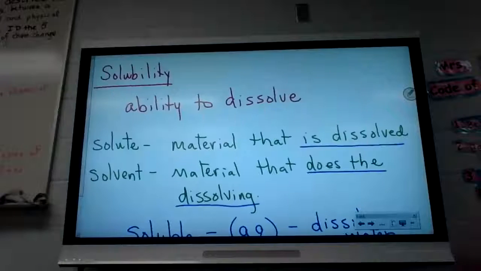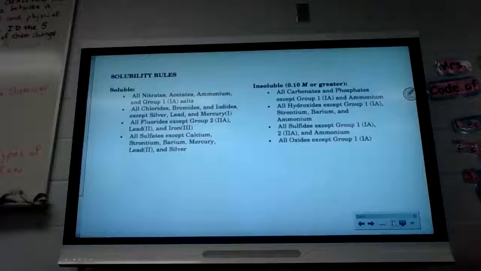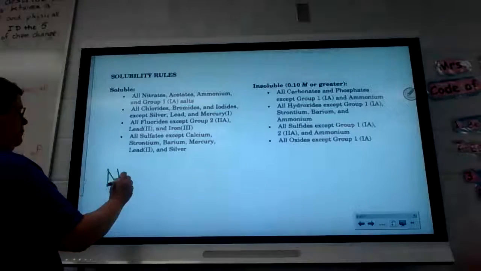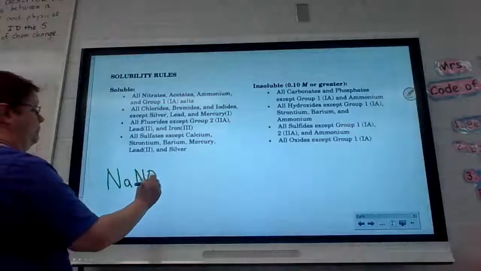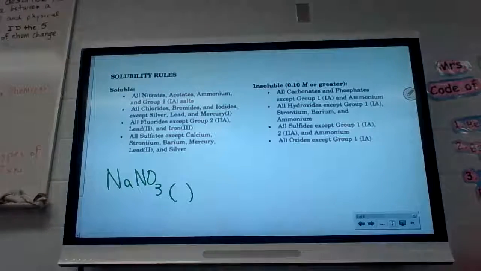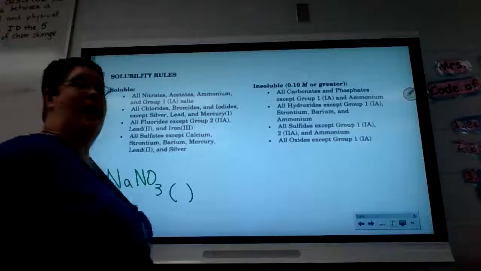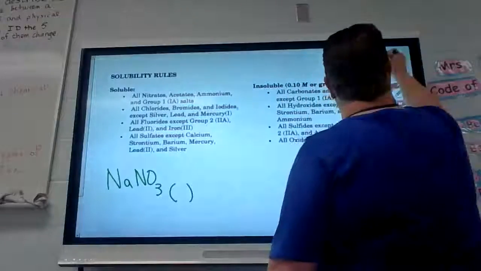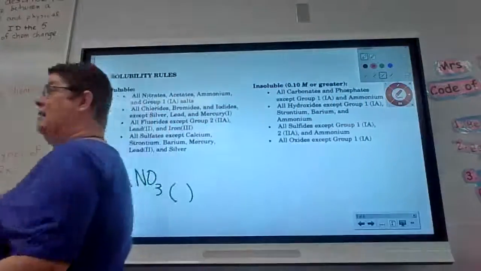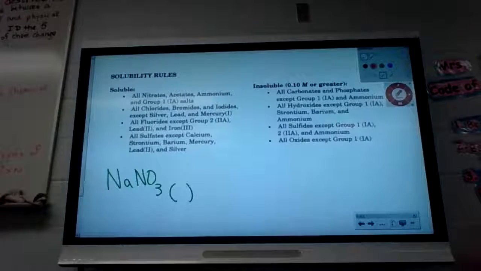Okay. So, if we want to find solubility, let's say that we have NaNO3. And we want to determine its solubility. Want to know its solubility. What is it? So, you have to find the anion. Well, what is the anion in that compound? Na is the what?